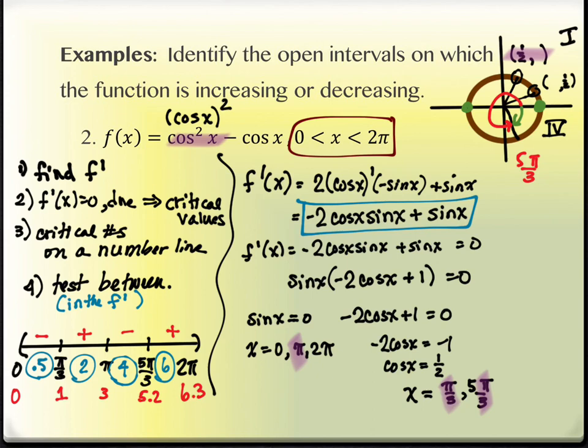Okay, now the question specifically at the beginning asked us to identify where it's increasing and decreasing, right? That's what the negative and the positive tells us. What does negative tell us that the graph is doing? It's decreasing, right? A negative derivative means that the original graph is decreasing, and a positive derivative means the original graph is increasing. So we're going to write down our intervals where this is increasing and decreasing.